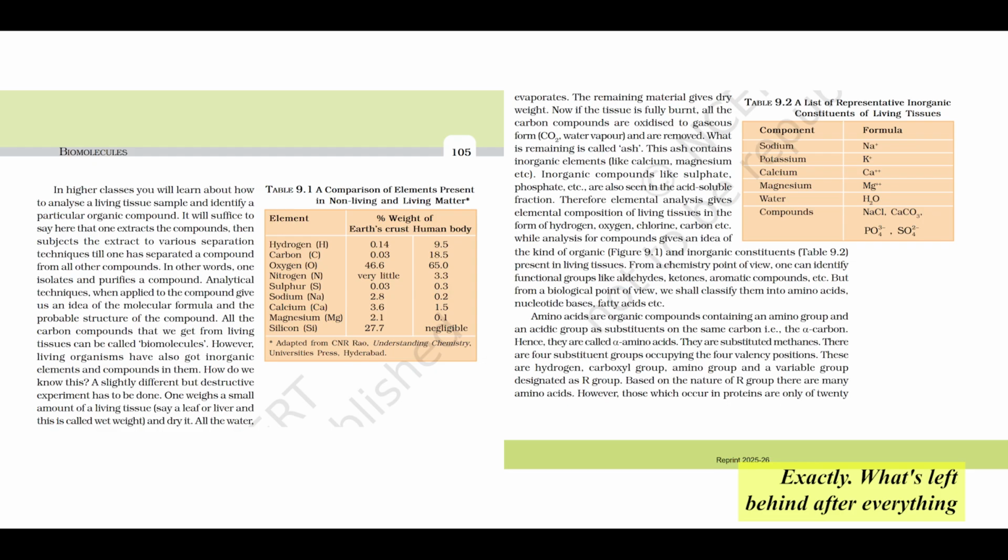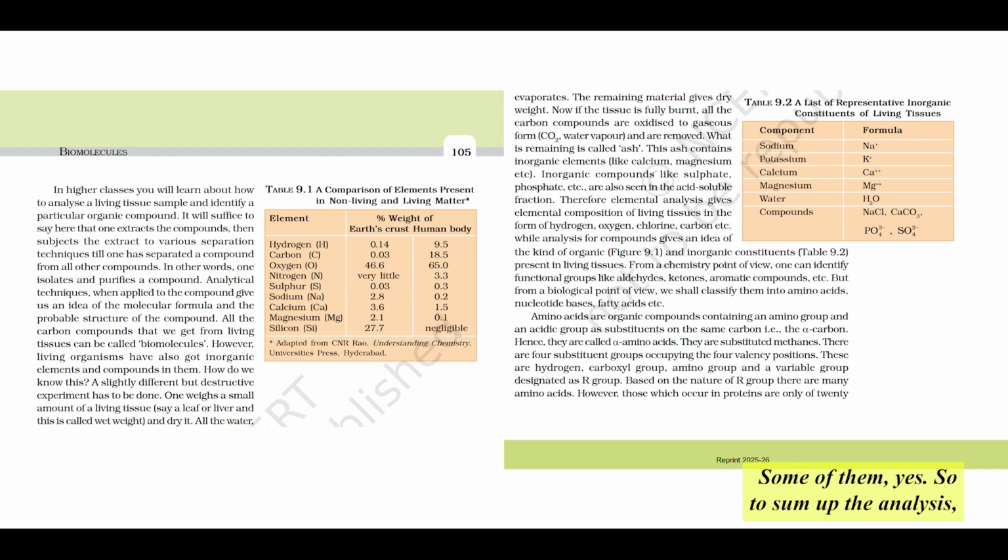Exactly. What's left behind after everything carbon-based has been burned off and removed is just a powdery residue. We call it ash. Ash, okay. And this ash is precisely what contains the inorganic elements. If you analyze the ash, that's where you'll find the calcium, magnesium, potassium, sodium, and so on. Ah, I see. So burning removes the organics, leaves the inorganics. Precisely. Though it's important to note some small inorganic compounds like sulfates and phosphates are actually soluble and can also be found in that first acid-soluble pool along with the small organic molecules. Okay, so they can be in both places sometimes.